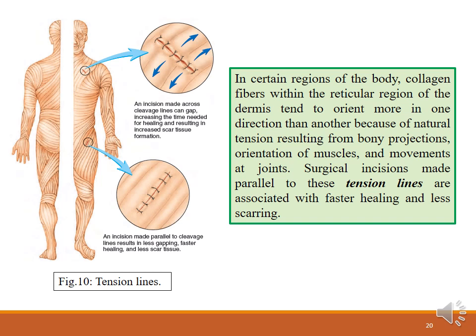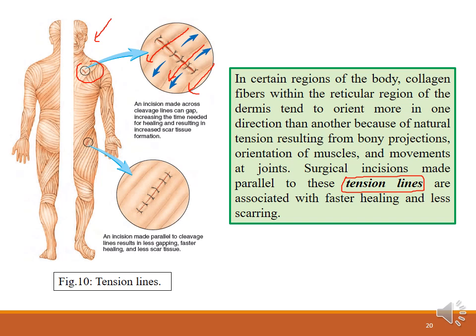So for example, if you look at this image here, in this region, this magnified here, because of the natural tension lines from bone projection or muscles, most of the forces are in this direction. Most of the forces run in this direction. And because of that, collagen fibers run in this direction. Now, this forms what we call tension lines. Now, surgical incisions made parallel to these tension lines are associated with faster healing and less scarring.